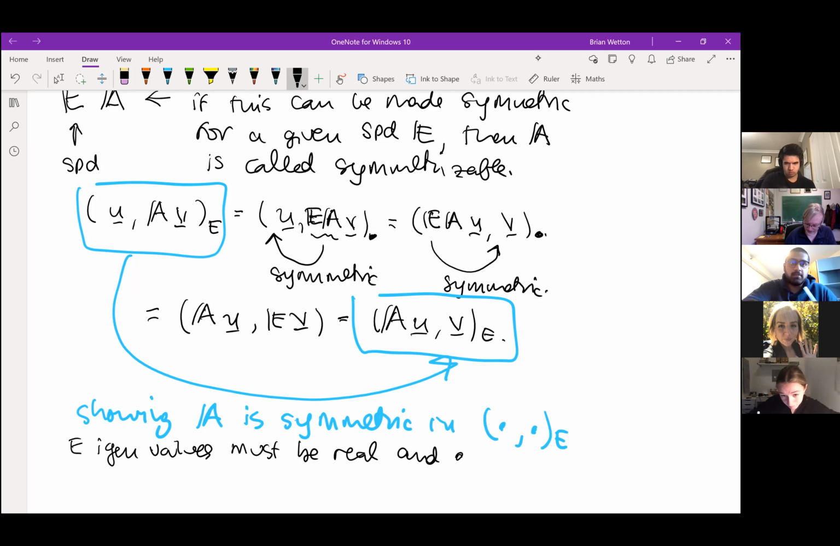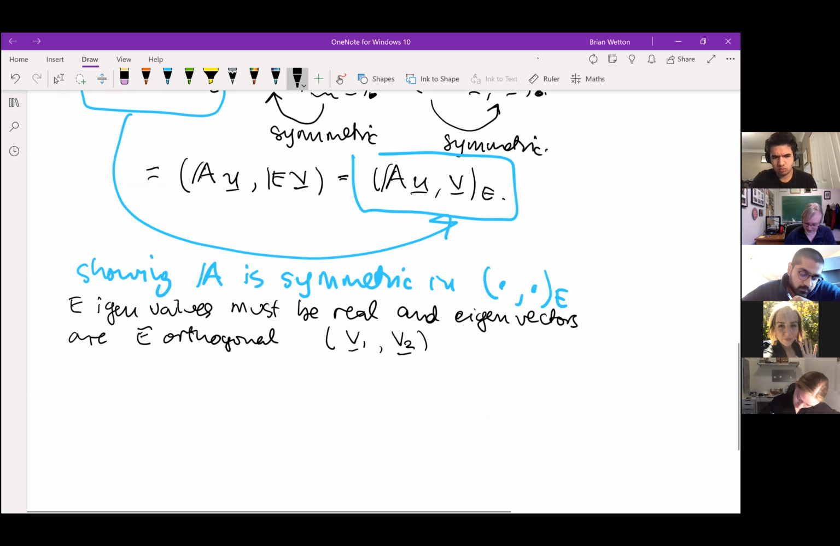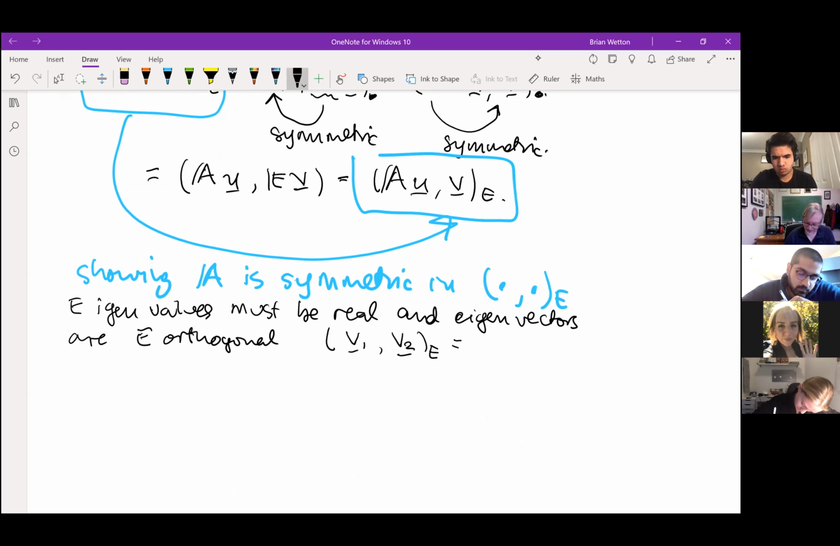And the eigenvectors are going to be orthogonal, but E-orthogonal. So that means if you've got two eigenvectors corresponding to different eigenvalues, then if I look in the E inner product, they'll be orthogonal. That seems like maybe we should have an example where you see how this works, okay?